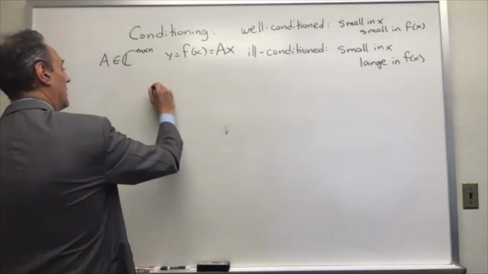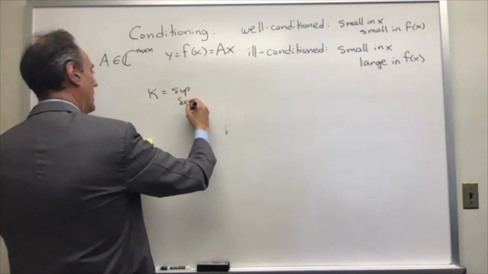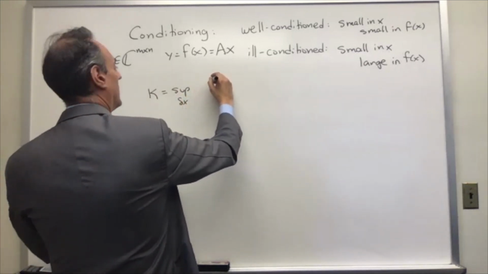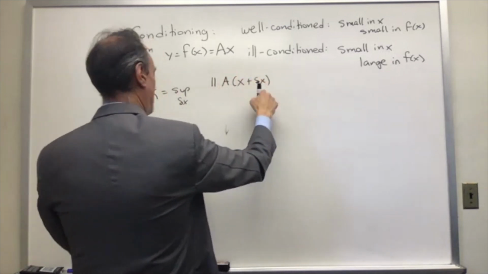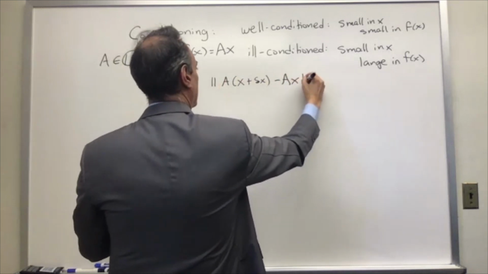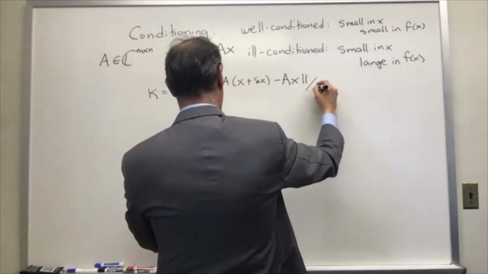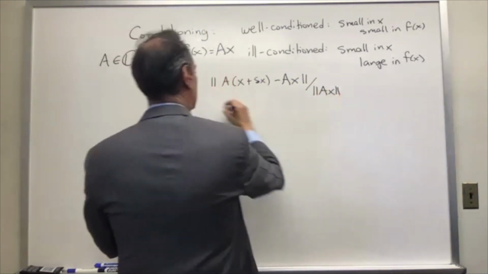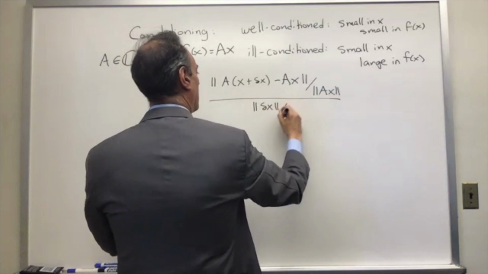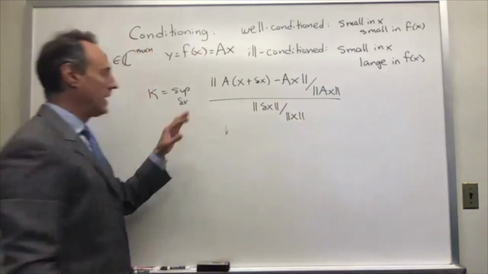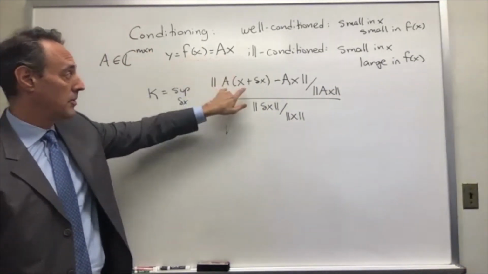Well, let's go back to our relative metrics, which is the sup over delta x. And on top, what I'm going to have here is A multiplied by x plus delta x, there's my perturbation, minus Ax, divided by my normalization, which is Ax, all over delta x divided by x. So instead of a generic f, I have now a very specific f to put in there, and so there it is.